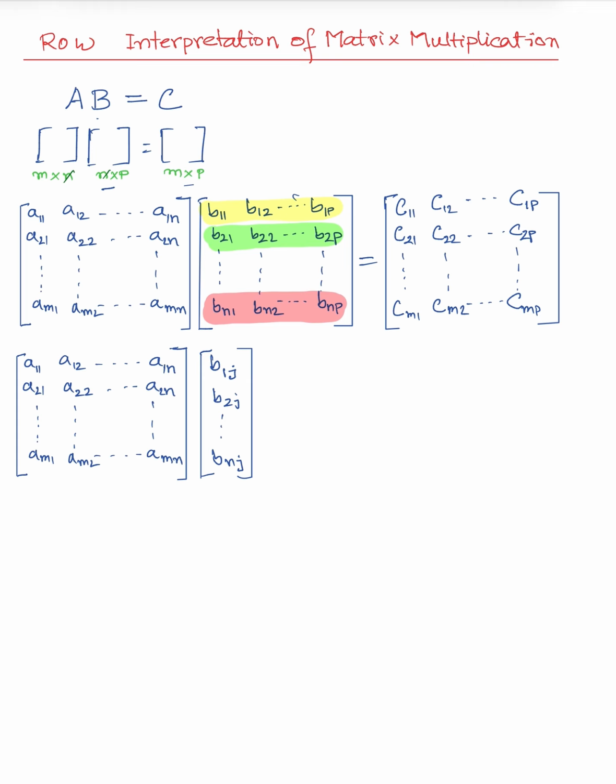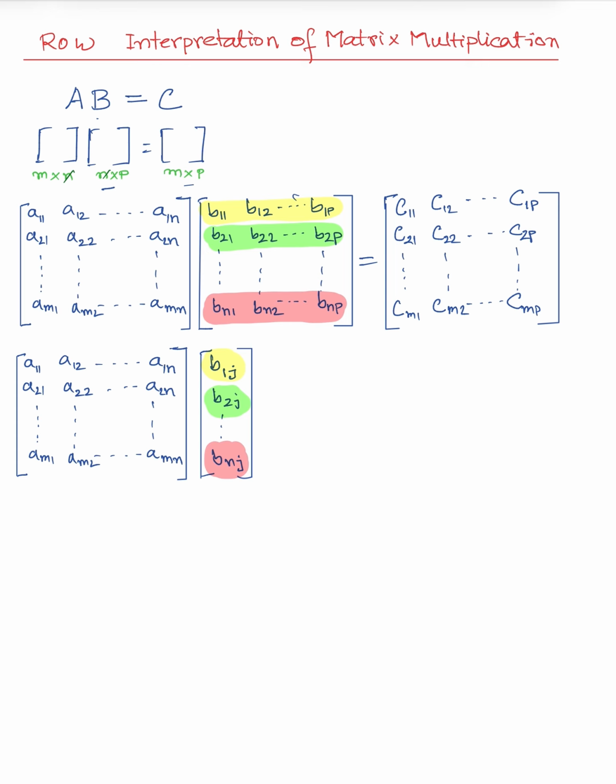All right, so let's color this up again. The first one is going to be this, the second is going to be this, and the last one is going to be this, because there are a total of n such rows here.